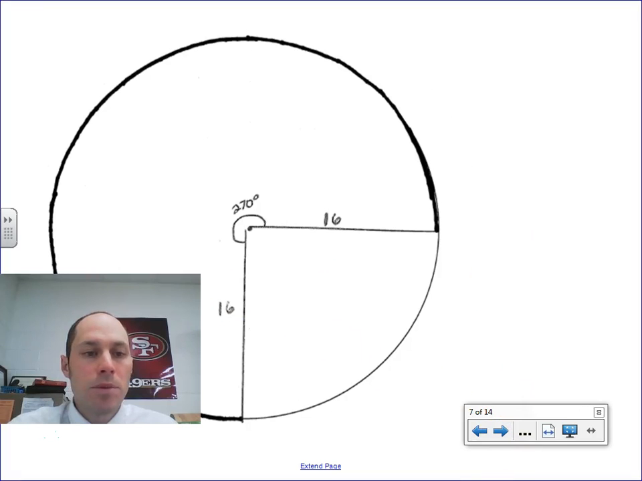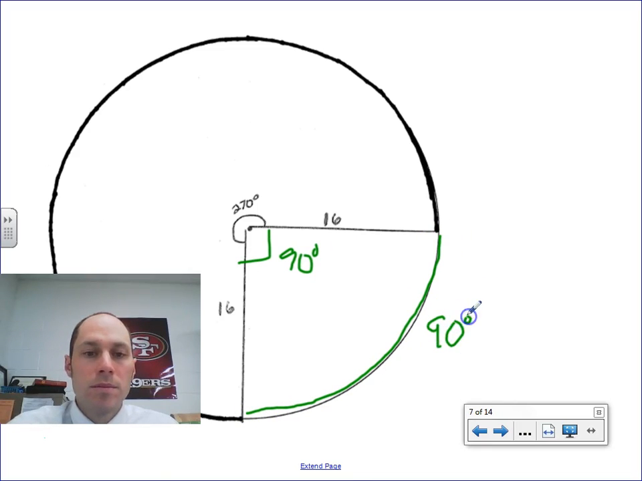Let's take a look at another example. I know that this arc, this major arc, is 270. So I know that this central angle is 90 degrees. So this arc measure is 90 degrees as well, because I know there's 360 degrees in a circle.